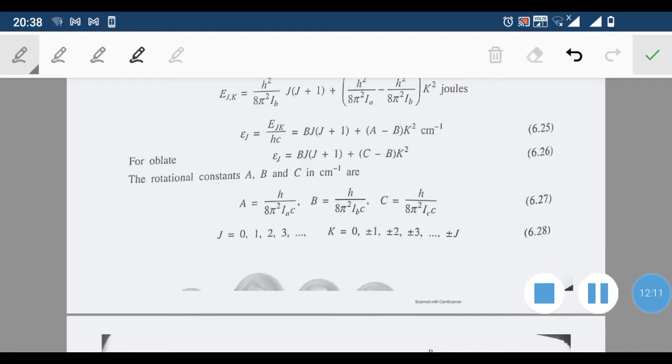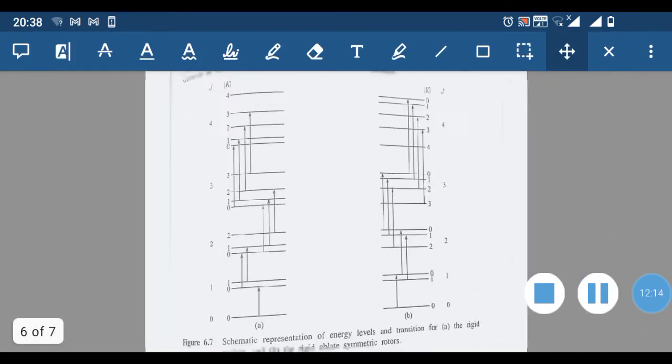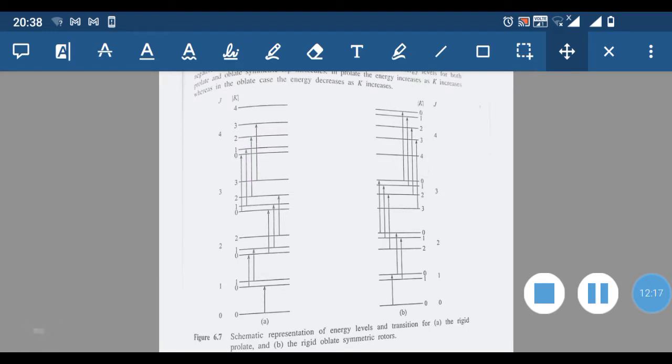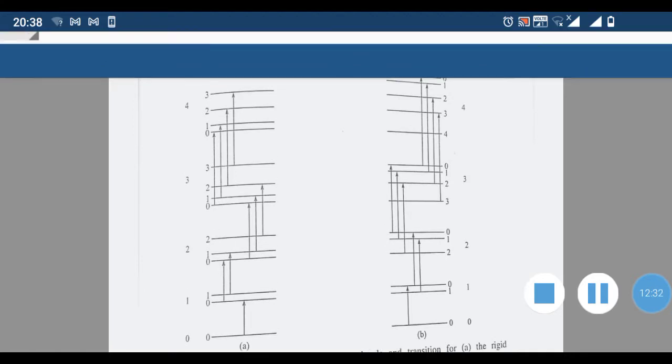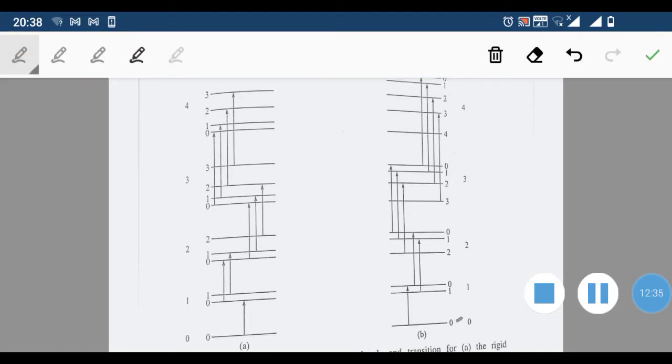So next we can see the energy level representation in the case of oblate symmetric top molecules. Here also the energy levels are doubly degenerate because the expression contains K square terms. So each energy level except the K equal to 0 level is doubly degenerate. In the energy level diagram, for J equal to 0, K equal to 0, there is no splitting. For J equal to 1, we have two energy values, K equal to 0 and 1. But here you can see the energy level with K equal to 0 is high, but the energy level with K equal to 1 is low. That is opposite in this case.